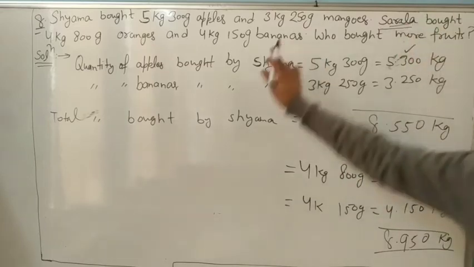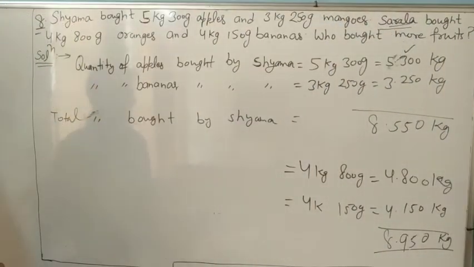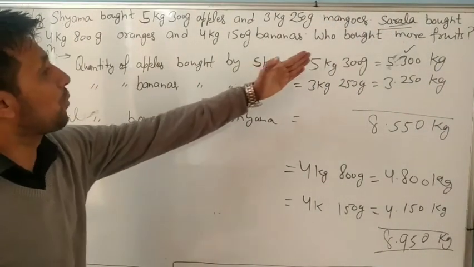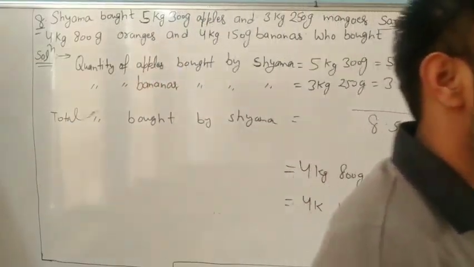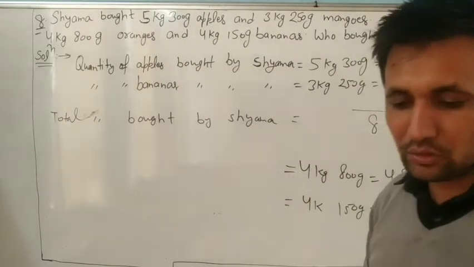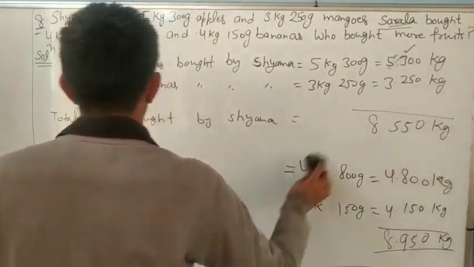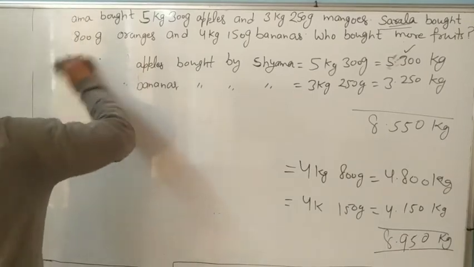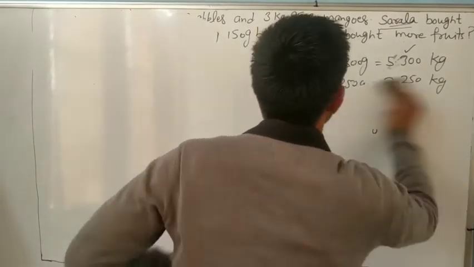So same as it is, in the last you will write one line only. Who bought more fruits? So you will write, Sarla bought more fruits. Understand it? Now question number 9. How much less?